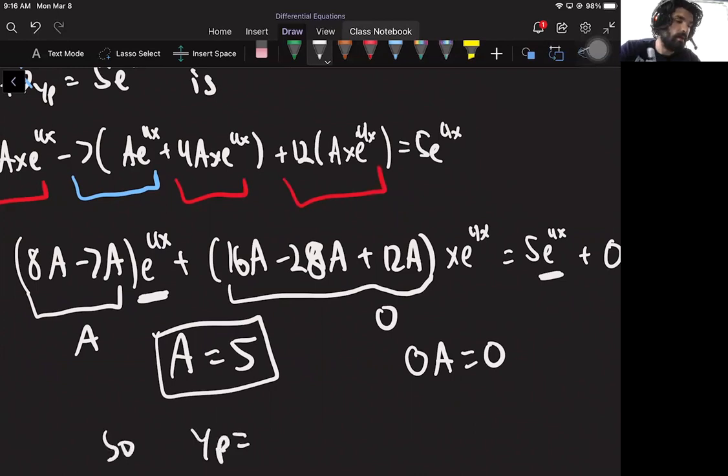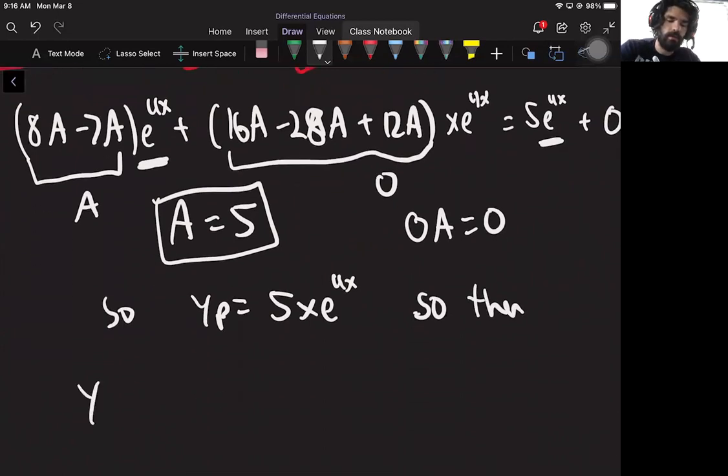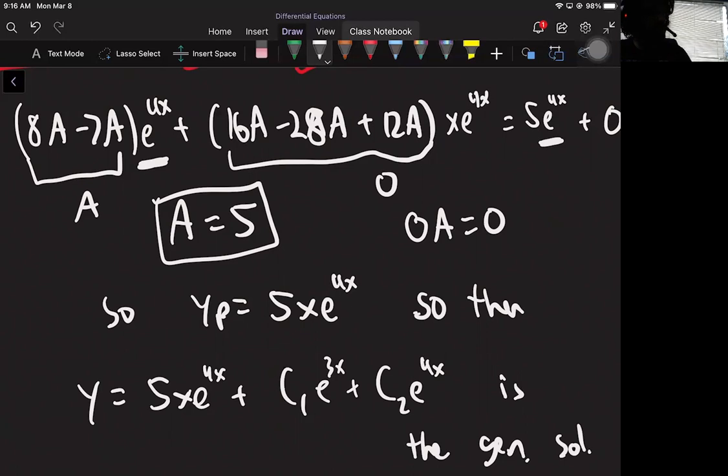So yp is now 5x e to the 4x. So then what is yc plus yp, which is a general solution? It's the particular one, which we just got, plus the complementary one that we already had a long time ago. And that's it. Okay, so quite a lot of algebra.